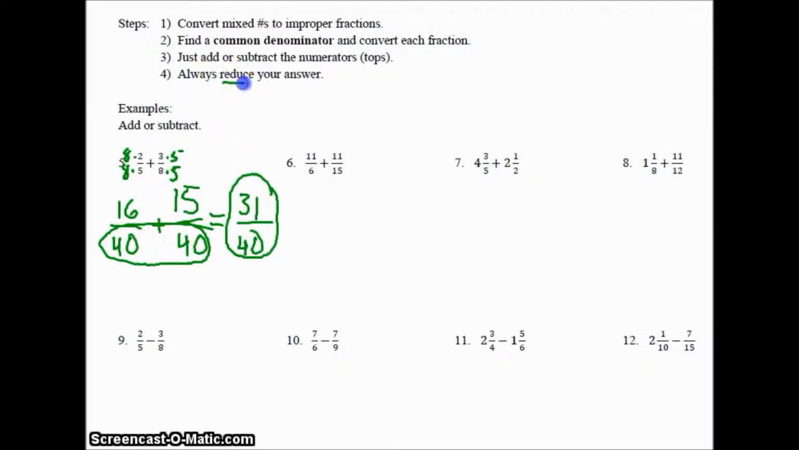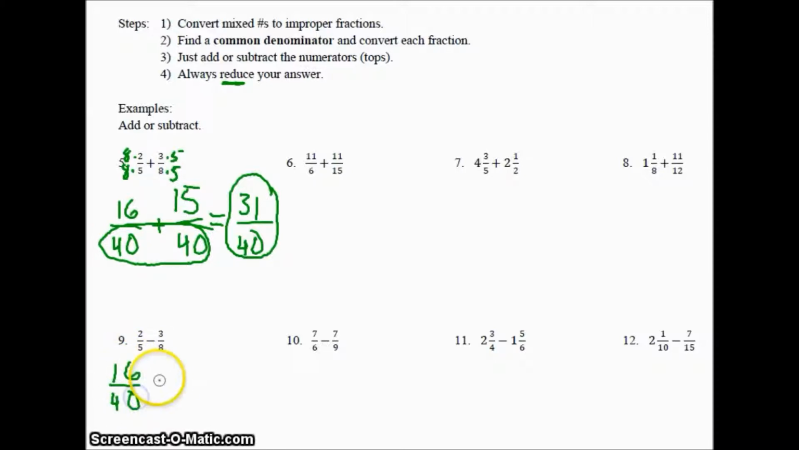Now this is where we always reduce, but 31 is a prime number, we cannot reduce it, so therefore we're done. Let's take a look at another one. If I take a look at number 9 down here, let's look at a subtraction problem. We have the same exact fractions, but we're going to be subtracting in this case. Nothing changes. We don't even need to worry about the subtraction until we get to this step. So again, this becomes 16 over 40.